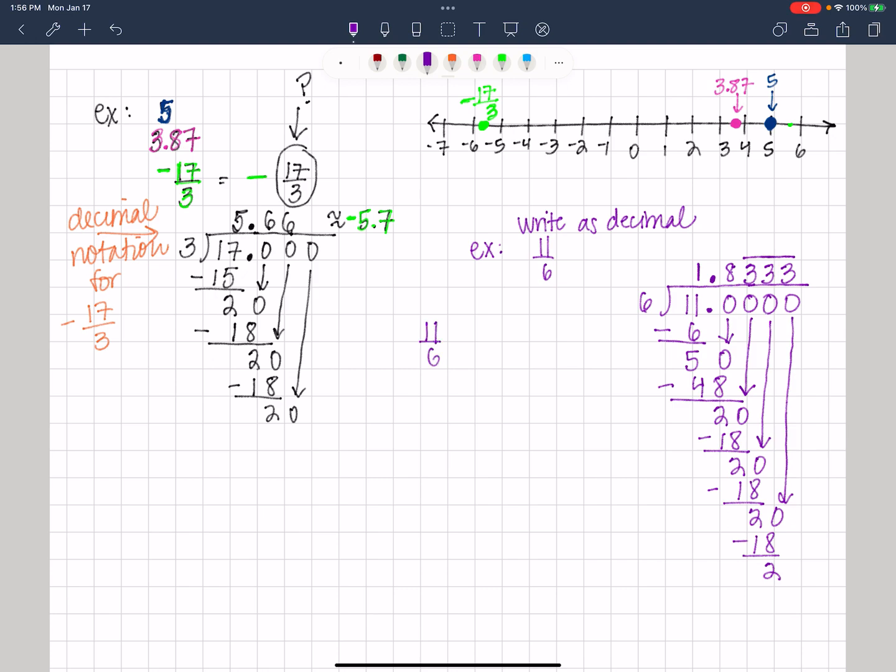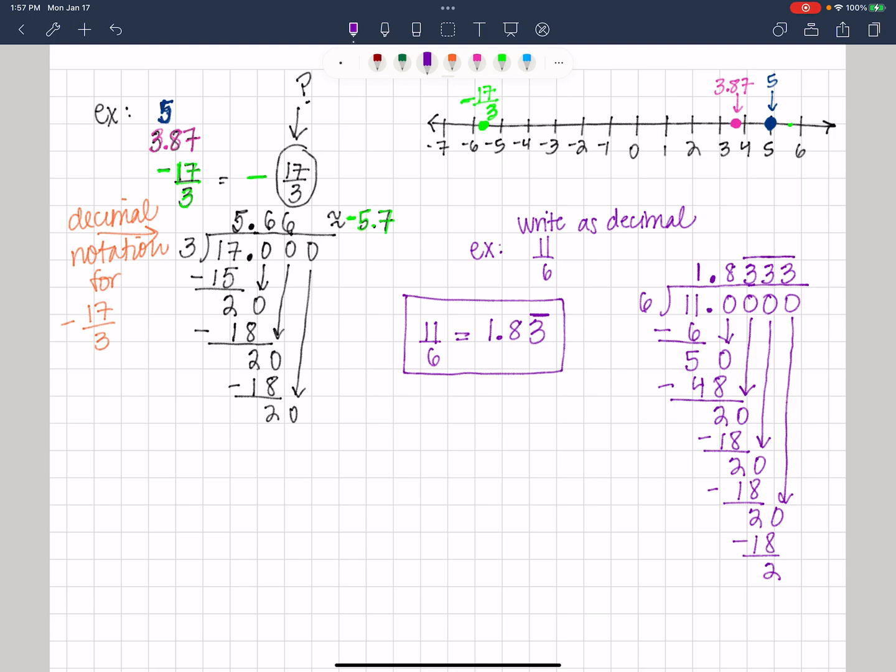So 11 over 6 is the same thing as 1.8, and then just the 3 is repeating. So we put a bar over the 3 to show that just the 3 is repeating. This is a rational number because 11 is an integer divided by 6, which is an integer, which tells us that we're either going to have a decimal that terminates on its own or a decimal that repeats a value or a pattern at the end. And this pattern is a 3. So 1.83 repeating.